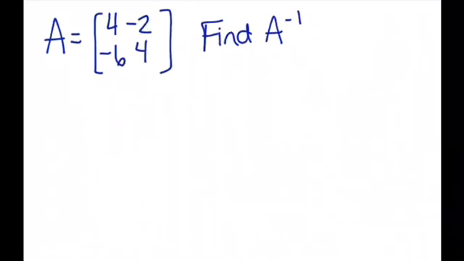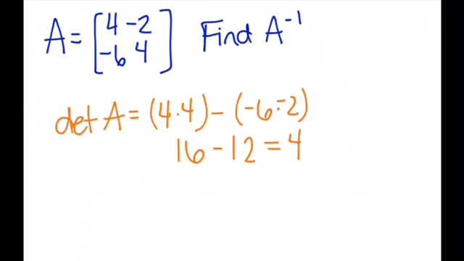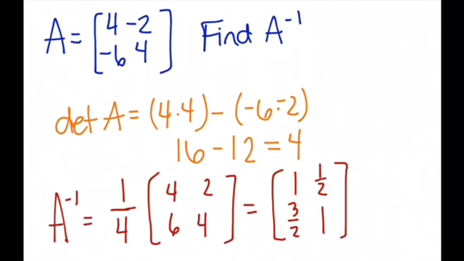Okay, second example, if matrix A is 4, negative 2, negative 6, 4, let's find the inverse. So first we find the determinant. So you're going to multiply the 4 times 4 and the negative 6 times negative 2 and subtract. So 16 minus 12, and that's equal to 4. So 4 is my determinant. At any time, pause this if you need to stop and catch up. I'm just going quickly because you already know this.